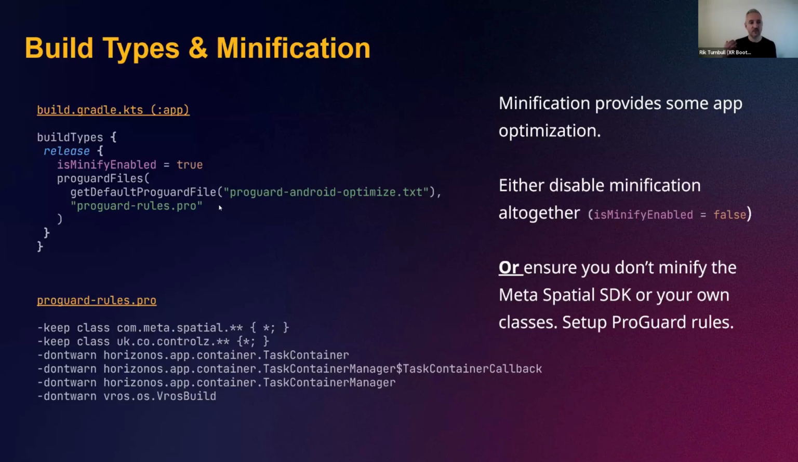It only applies when minification happens during a particular release build. I've added my own classes here as well, because I've noticed that the Spatial SDK will try to load your classes by name, and that can cause errors as well. So if you're building for a release, just be careful around this minification option and test things out properly.